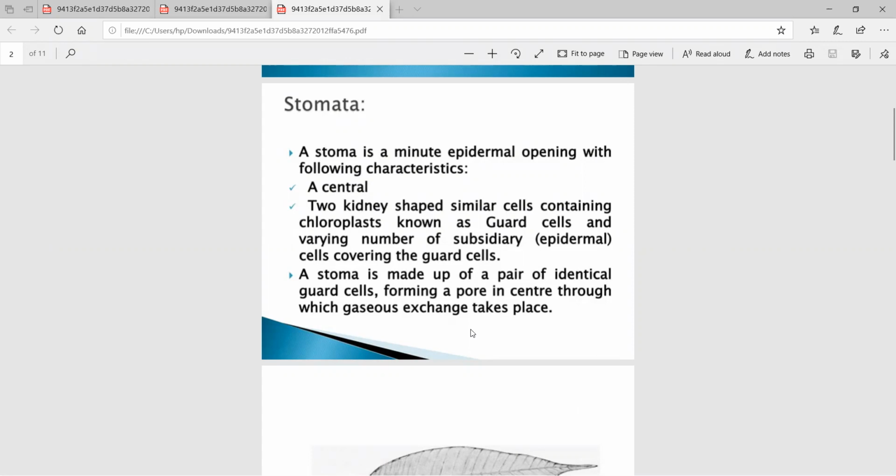We already know that a stoma is a small minute epidermal opening with the following characteristics. It contains a central small pore. It is surrounded by 2 kidney shaped similar cells containing chloroplasts, known as the guard cells, and it is followed by a varying number of subsidiary cells. The epidermal cells present above the guard cells are called the subsidiary cells covering the guard cells. A stoma is made up of a pair of identical guard cells forming a pore in the center, through which gaseous exchange takes place.